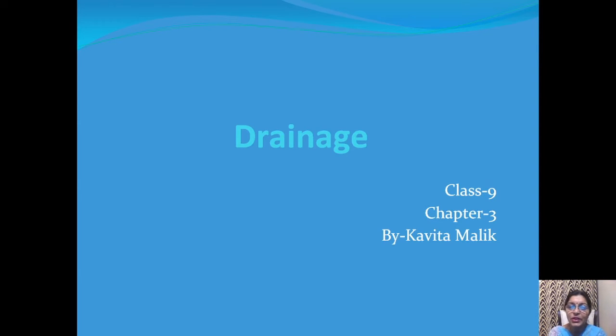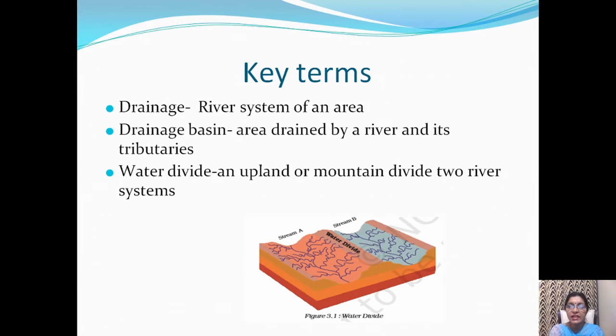Students, today we are going to start chapter 3, drainage. Drainage means flow of water through defined channels. Before we start the chapter, let's be familiar with the basic terms used in the chapter. Drainage basin is area drained by a river and its tributaries. Water divide: an upland or mountain that divides two river systems, as shown in the diagram.